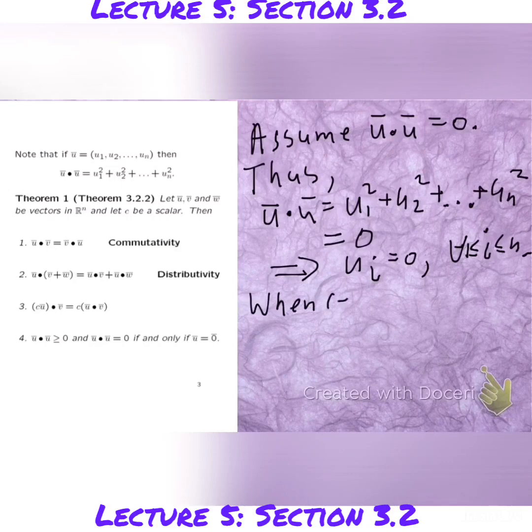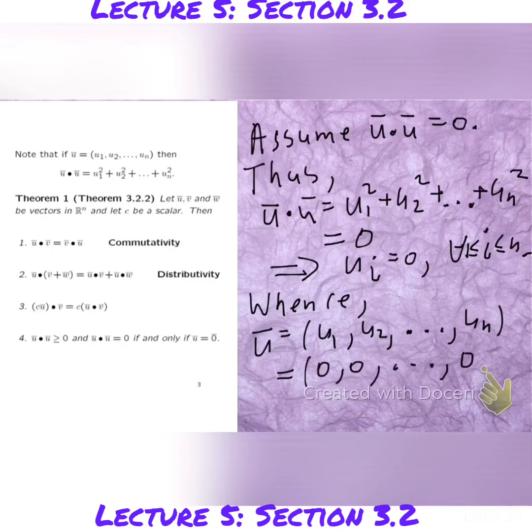So we have that u, which is this vector u1, u2, up to un, is going to be the zero vector. Okay, so that is proving from left to right. So let's look at the case where we prove from right to left, assuming that u is a zero vector. Let's quickly show that the dot product of u with itself is zero.